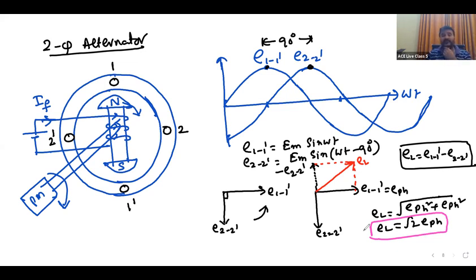You need to calculate all these values. The EMF equation is not only one equation. If you are given a two-phase machine, what is the phase voltage? What is the line voltage?